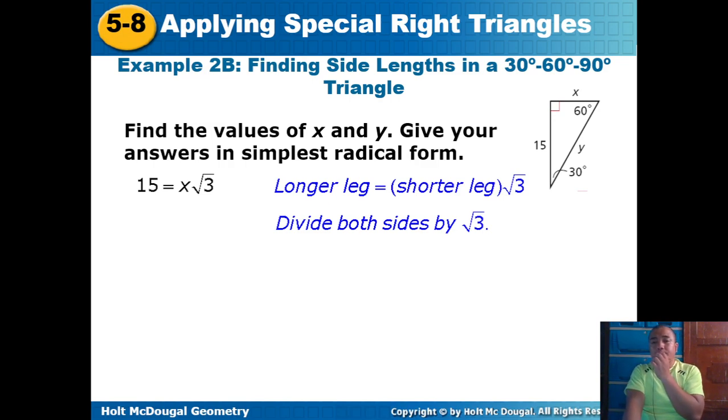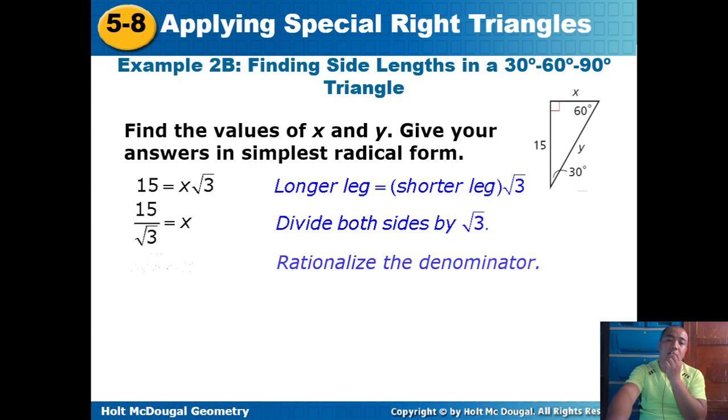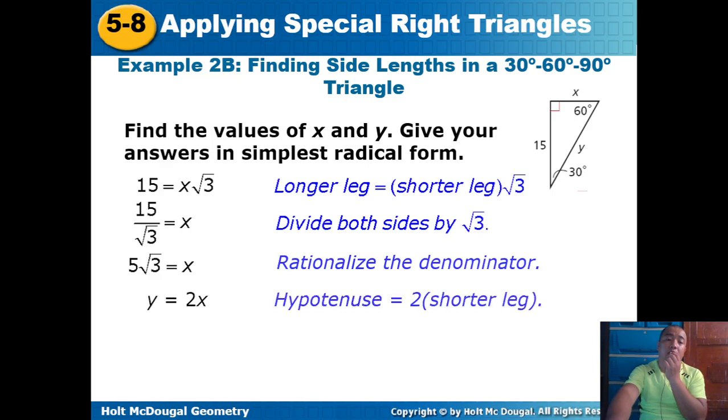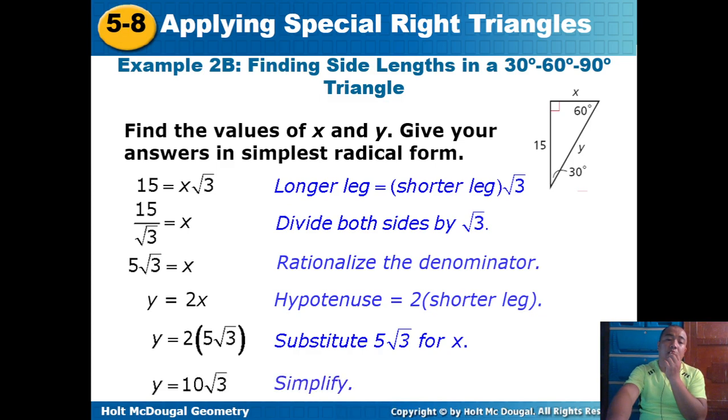Yan, the longer leg is equal to the shorter leg times square root of 3. So 15 is equal to x square root of 3. So to solve for x, divide both sides by square root of 3. Then rationalize. 5 square root of 3 yung x. Yung y naman, times 2 mo yung x. 10 square root of 3. 10 square root of 3 yung y.